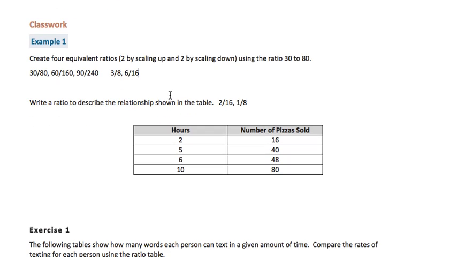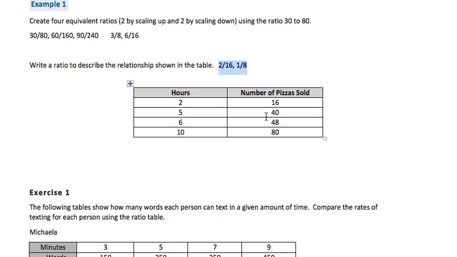Moving along, the ratio relationship in the table, as you can see, is 2 to 16, or simplified could be 1/8. And that's all they ask for that table, just so that you describe the ratio from the table, and you can also simplify it.